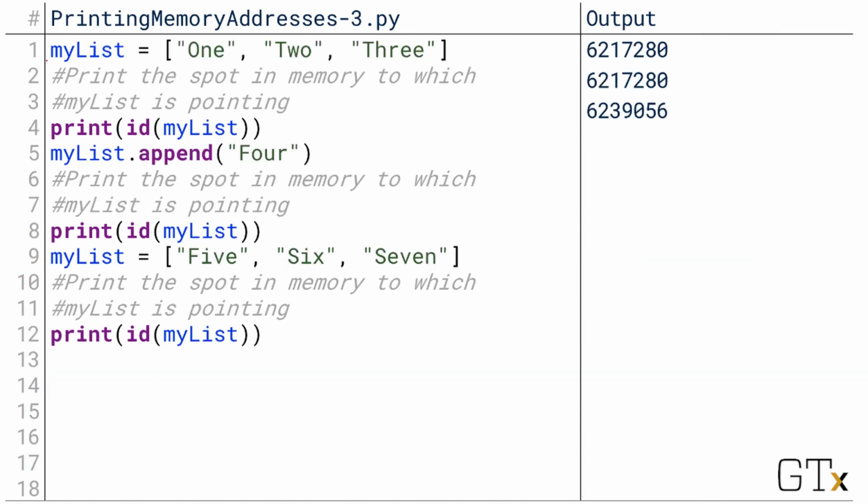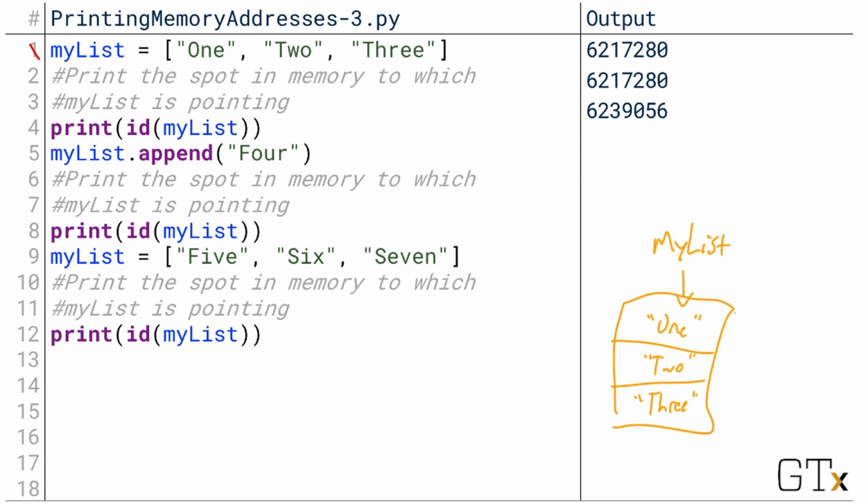In fact, that's exactly what's going on here. On line 1, we create a new list called myList, and we point it to that list of items in memory. On line 4, we print its ID, and we find that it's this. On line 5, we modify it again, and on line 8, we again find its ID hasn't changed. It's still pointing to the same location in memory.